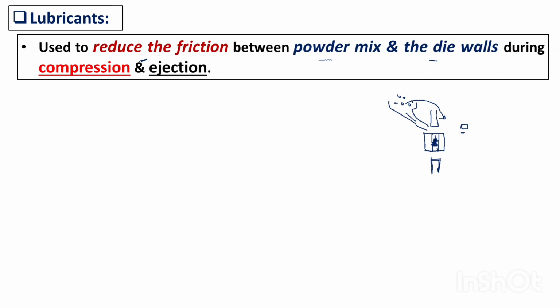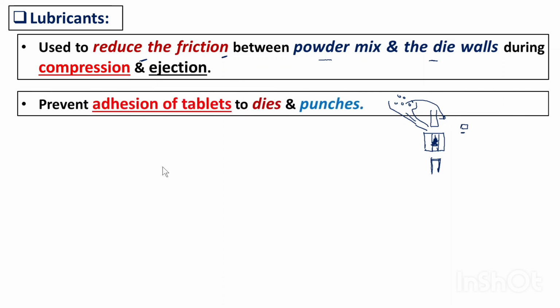So here we need some lubricants, because the mechanical process is going on. Because of this mechanical process, some friction will be generated. When we use the lubricants, the friction will be reduced and the process will carry forward smoothly, and we can get a fine surfaced tablet as the final result. Also, it prevents adhesion of the tablet to the dies and punches. When we do not use any lubricants, the tablet will adhere to the dies and punches, and it will affect the surface of the tablet dosage form.